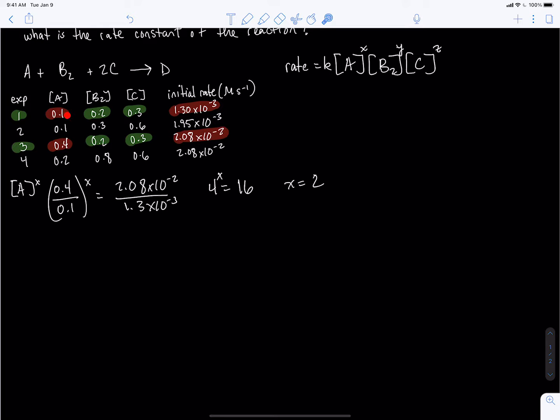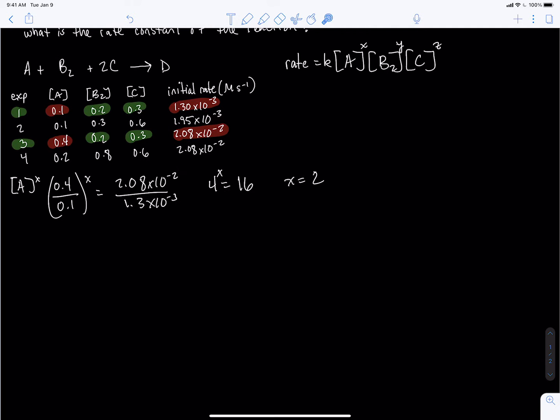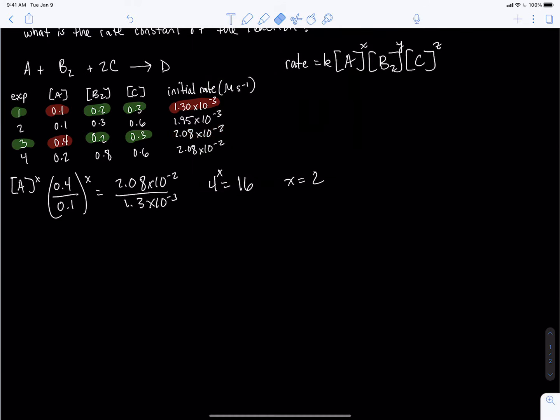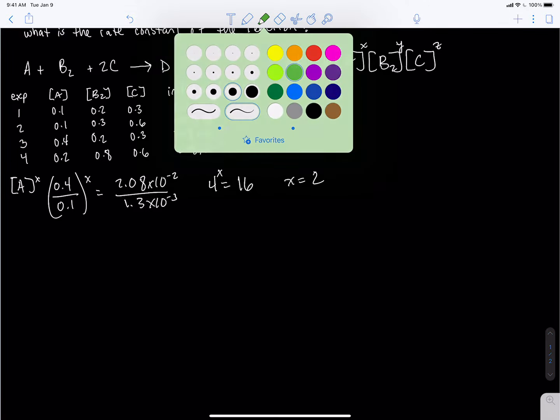So if I take 0.1 and multiply it times 4 to get 0.4, what I know the effect on the rate would be is that I would take the rate here and multiply it times 16 to get this rate down here. So this is important for solving the rest of the problem. Because the way this experiment was set up, they didn't do a good job of isolating their variables.